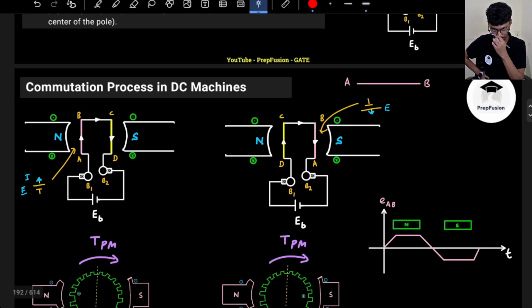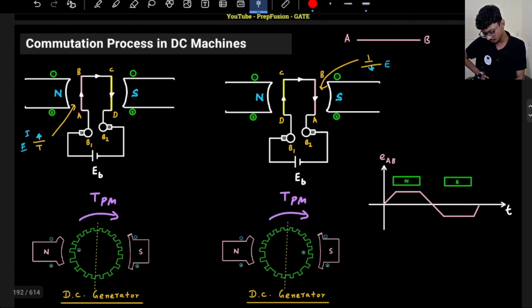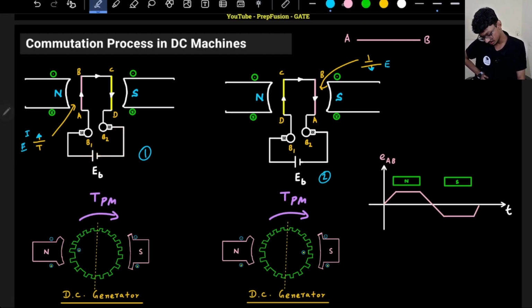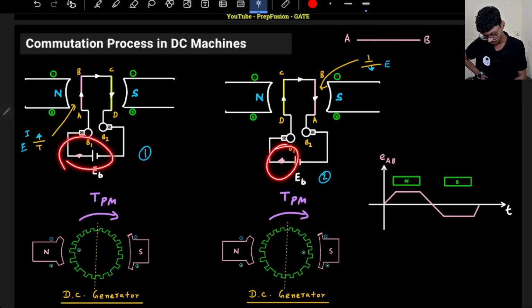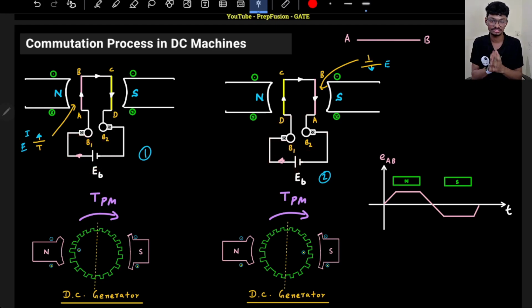But one thing you notice: it does not matter whether I am in the first position or the second position. What is the direction of the current here? If you see, the direction of the current here is always like this. Which one is helping? These brushes are helping me. If these brushes were not there, the direction of the current would also have changed. But as the brushes and the commutator are there, here the current is unidirectional.